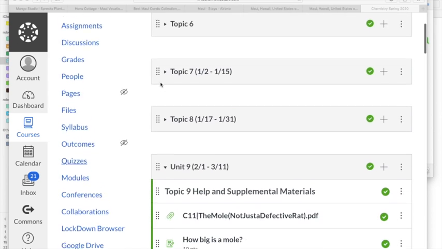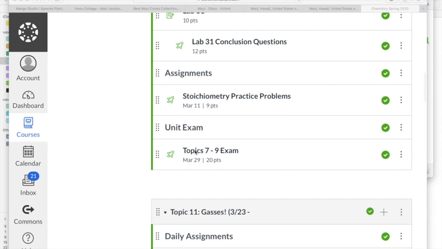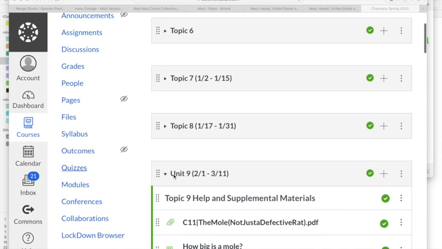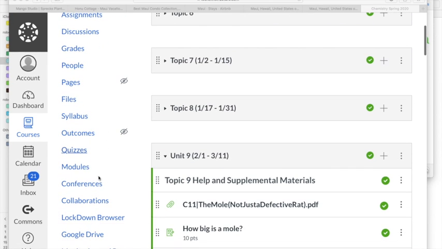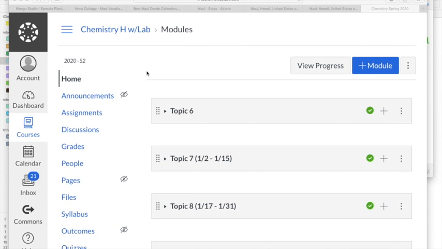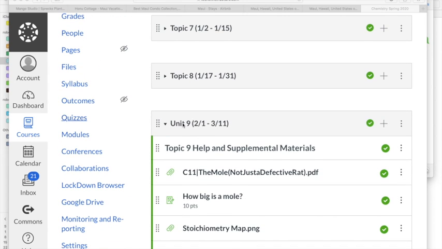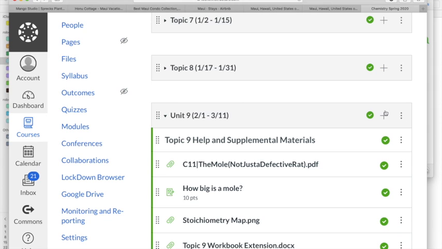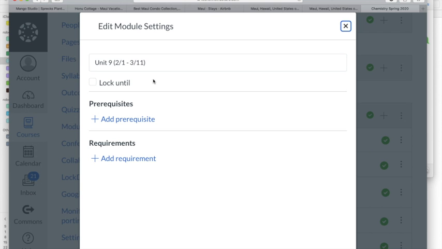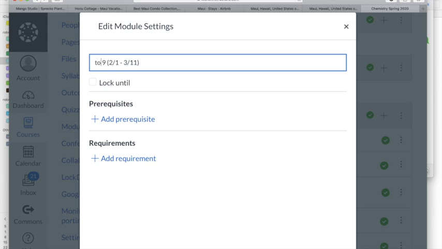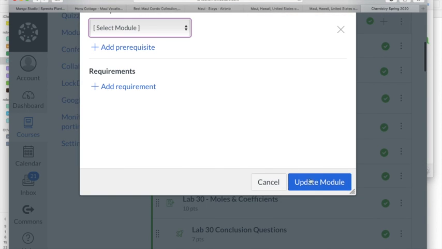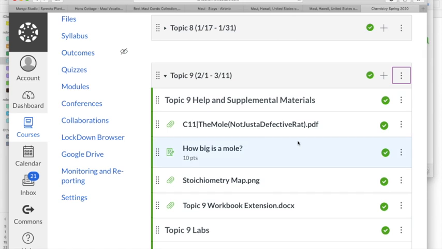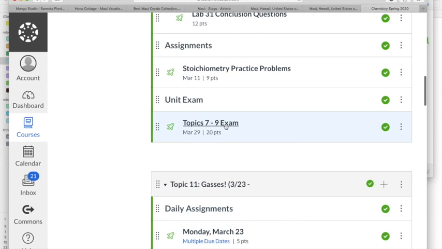Today we're going to go over the topic 9 exam that you guys took right before all of this happened. You guys went home. I'm here on the home page or the modules page. It's the same thing in our chemistry lesson on unit 9. Oh, I should probably change that to topic 9 because that's what it is. Topic 9. And I'm down here at the topic 7 through 9 exam.